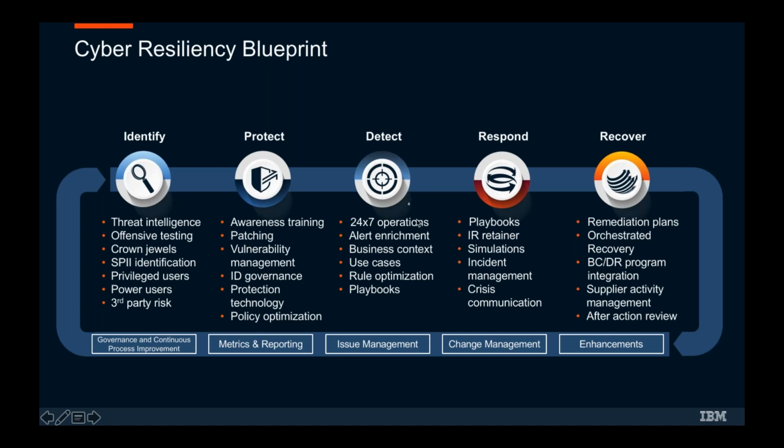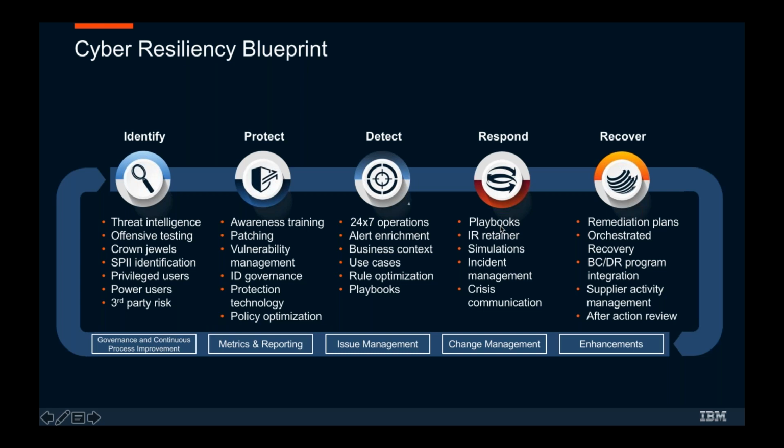As we move over to detection, having a 24/7 operations center that's detecting what's going on, a good alert system to limit the need for a person to be involved, tying that into business context and use cases, and into the playbooks that we have set up of what we're going to do. So that moves into respond. Once we've detected something, we have our playbook, we have our incident response systems in place, and so we have a plan of what we're going to do to respond.